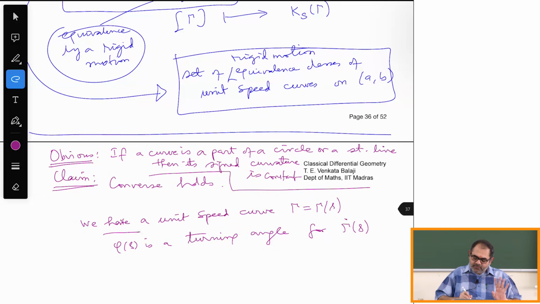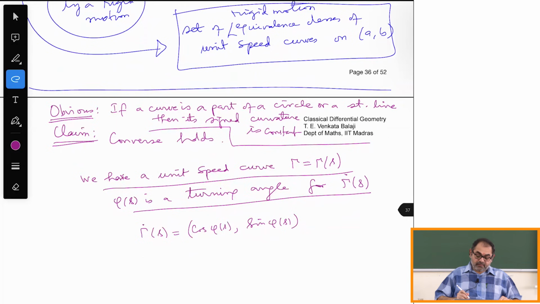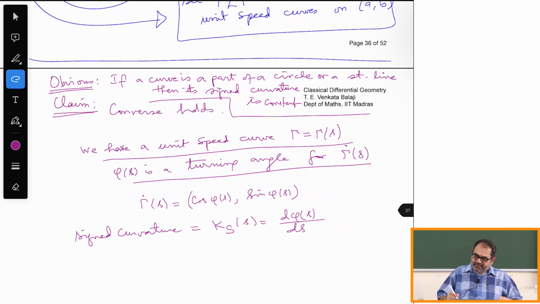So we have a unit speed curve. You take a turning angle for that. What does that mean? It means gamma dot of s is (cos phi(s), sin phi(s)). The sign curvature, as we just saw, is k_s(s) = d phi(s)/ds, and this is given to be constant.